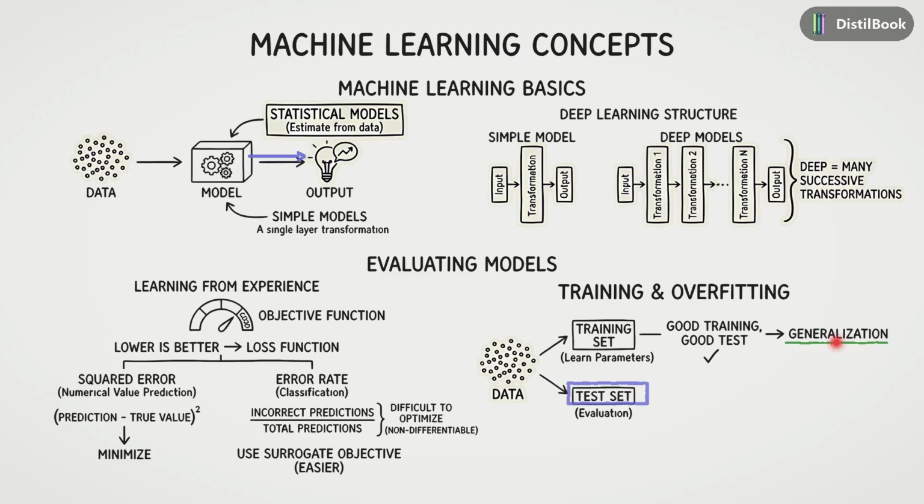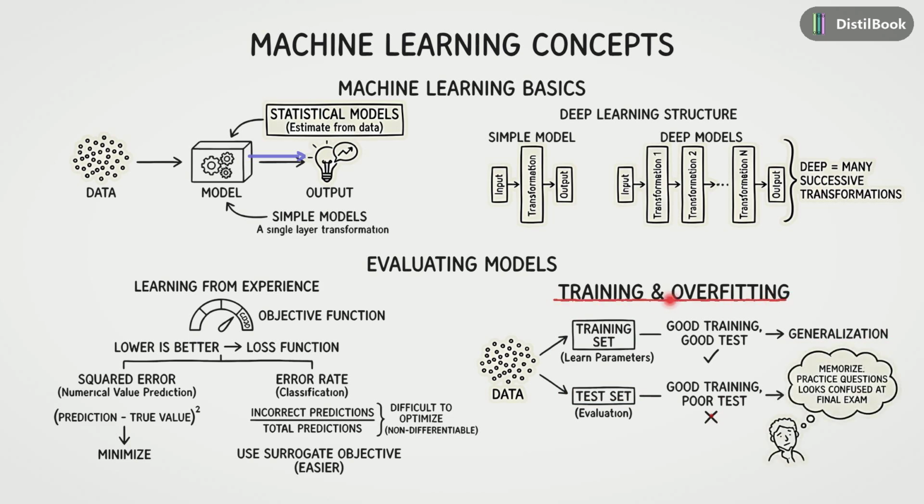That's the goal. But if it aces the training data, yet fails the test data, as seen here, we have overfitting. Think of it like a student who memorizes the practice questions, but then looks completely confused when new questions appear on the final exam. The key takeaway is that true learning isn't just memorizing data, but finding a generalized model that minimizes loss on unseen examples. Next, we will discuss the specific algorithms we use to find those optimal parameters.